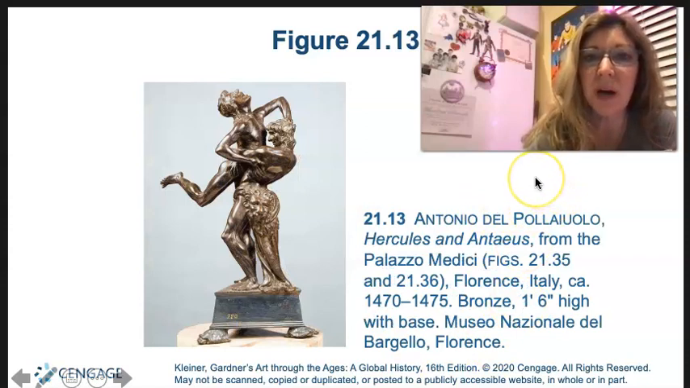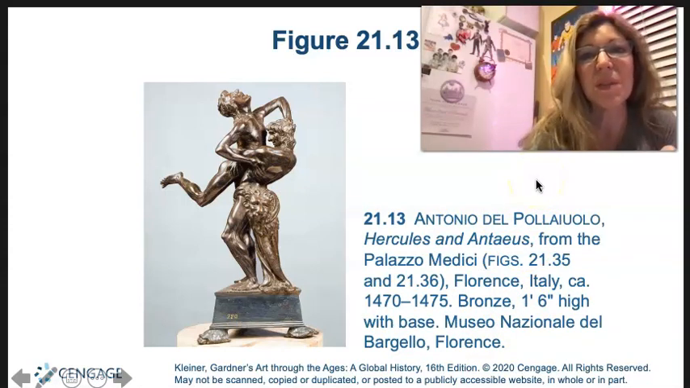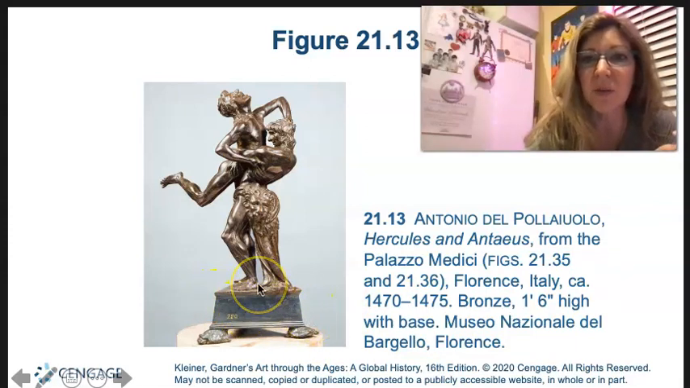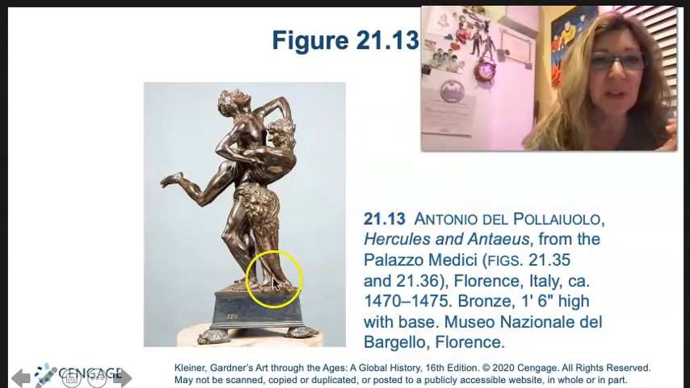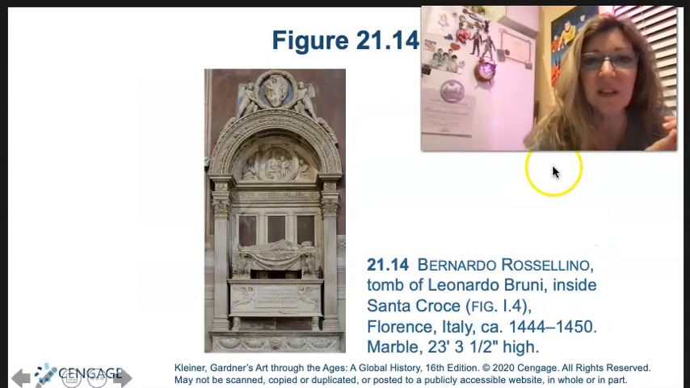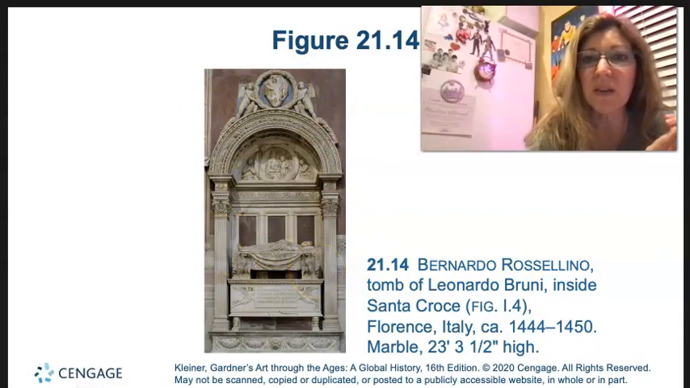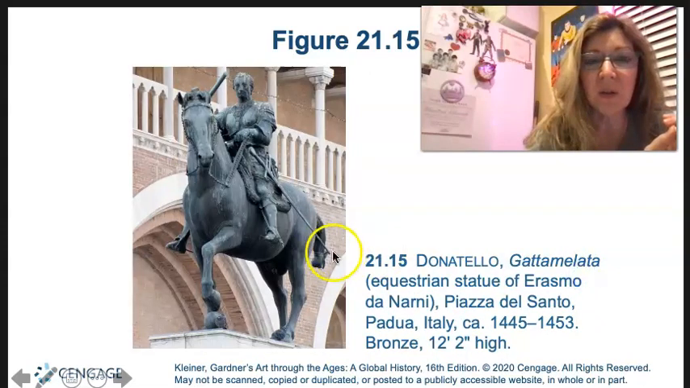Okay, so this is Pallaluolo. Don't know if I'm saying that right. The artist who departed from the convention of frontality by placing figures on a triangular base is Antonio de Pallaluolo. I don't know if I'm saying that right, but that's pretty interesting. Okay, Hercules and Antaeus. So here is Rossellino's. This is a tomb, a wall tomb inside Santa Croce. So, again, Rossellino is a sculptor.